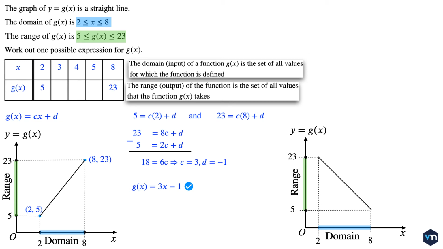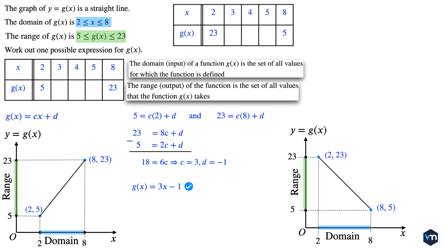Here is another example I could use. In this case, the straight line passes through (2, 23) and (8, 5), producing the simultaneous equations 23 equals c times 2 plus d, and 5 equals c times 8 plus d.